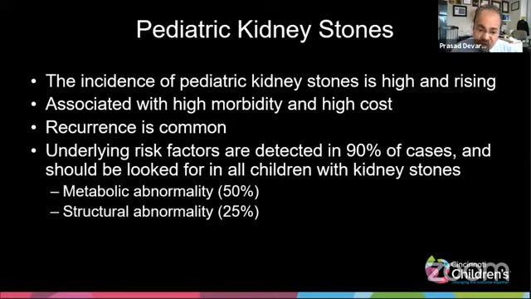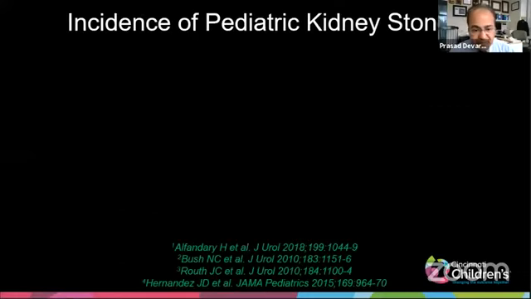they will have a structural abnormality in another 25% of the cases, and they will have recurrent urinary tract infections as a cause for crystals and kidney stones in 25% of the cases. So take-home message is we always have to look for either a metabolic abnormality or a structural abnormality or recurrent UTIs in children and young adults with kidney stones.